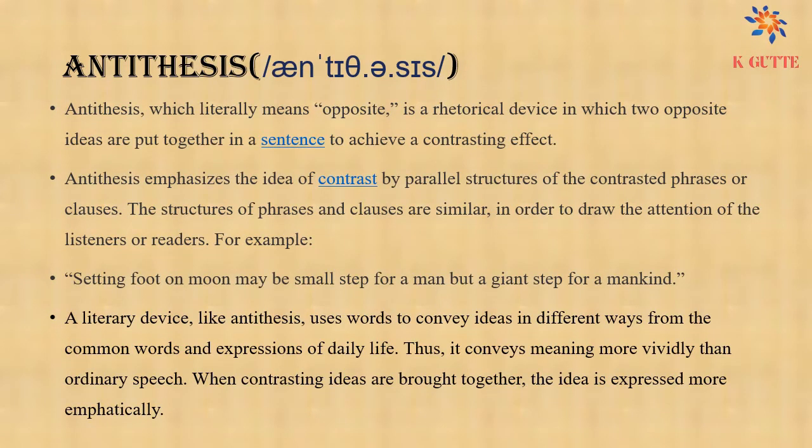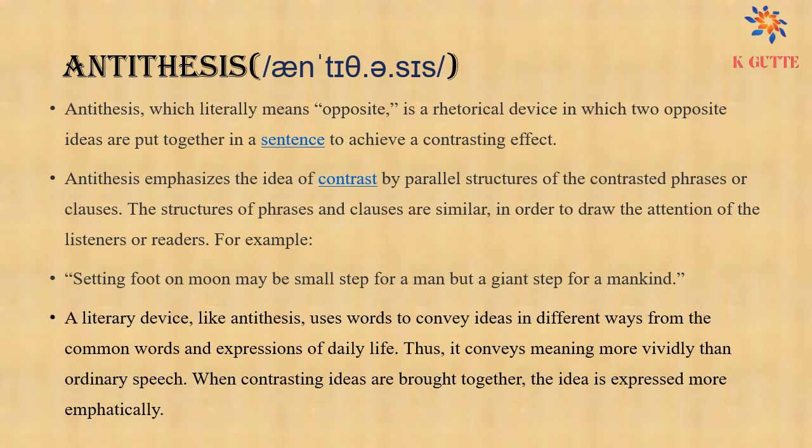The next literary term is antithesis. Antithesis, which literally means opposite, is a rhetorical device in which two opposite ideas are put together in a sentence to achieve a contrasting effect. Antithesis emphasizes the idea of contrast by parallel structures of the contrasted phrases or clauses. The structures of phrases and clauses are similar.